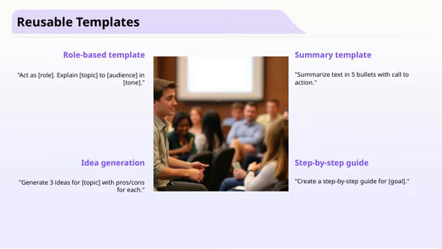Now let's take a closer look at reusable templates, which are a powerful tool to streamline our workflow. First, we have the role-based template, which is designed to help us specify roles clearly. For example, you might say, act as a marketing expert. Explain social media strategies to new team members in a friendly tone. This helps tailor the content precisely for the audience and purpose. Next, there's the summary template. This one is great for condensing complex information into 5 key bullet points, making it easy to grasp and remember. Plus, it always includes a call to action, encouraging the audience to take the next step or reflect on the information.